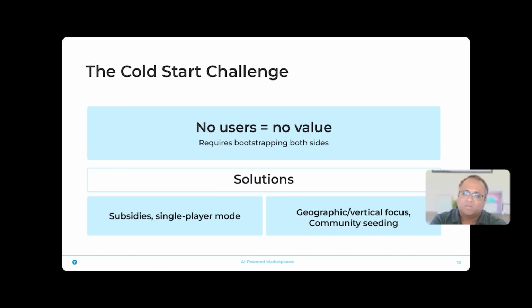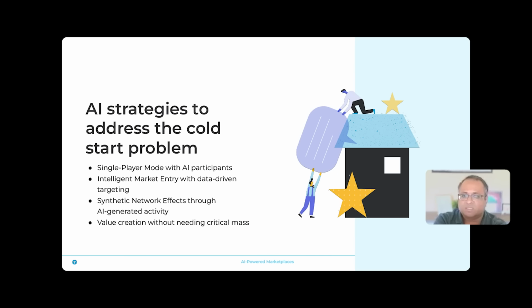One of the most important things is how you overcome the bootstrapping and cold start challenge when you don't have enough suppliers or buyers. There also AI can help you come up with different models on which geography or vertical to focus on, how to do community seeding and subsidies. You can also run a lot of simulations to figure out many of these, so you can think about a synthetic network effect through AI.